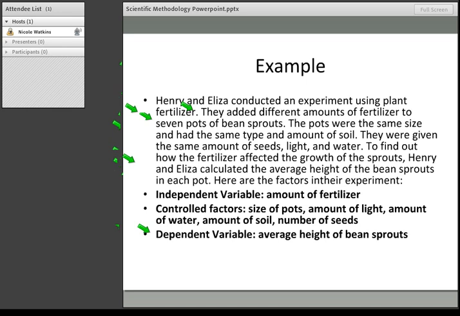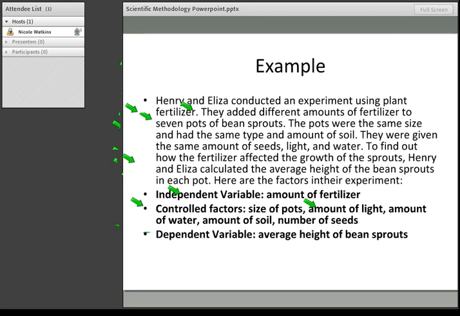That's your measurable effect. So your dependent variable depends on what you're changing in your independent variable. The controlled factors here are your size of pots, amount of light, amount of water, amount of soil, and your number of seeds. Why are those considered your control factors? Those are considered your control factors because those are the variables that needed to remain the same so that it would not adversely affect the rest of your data.